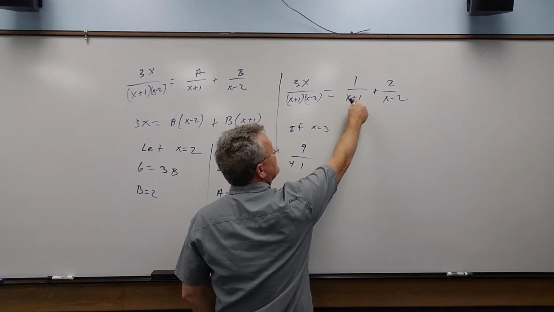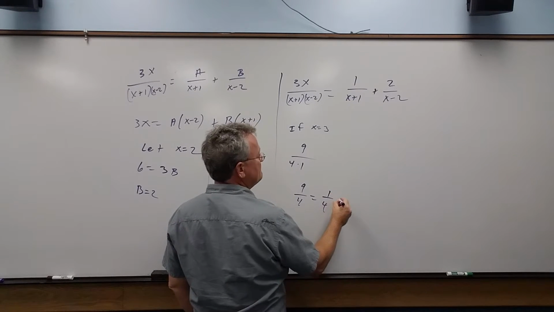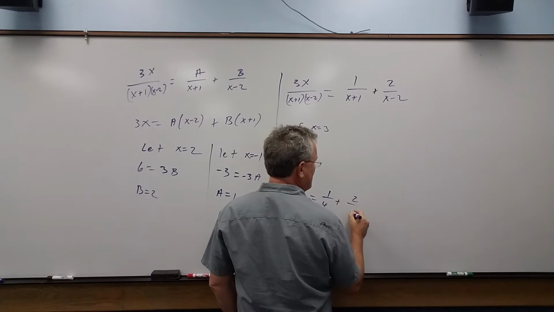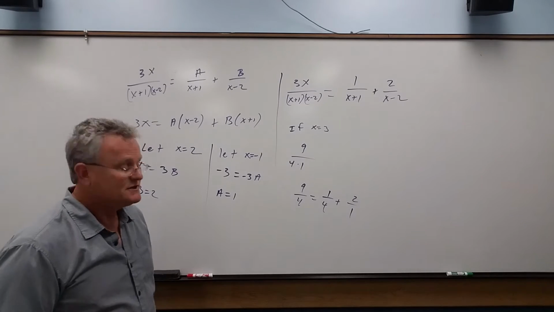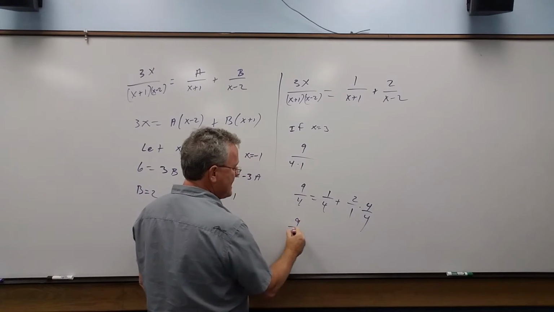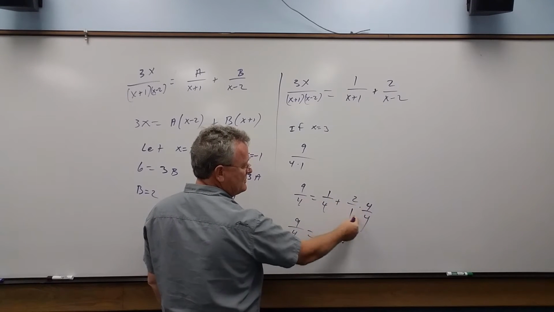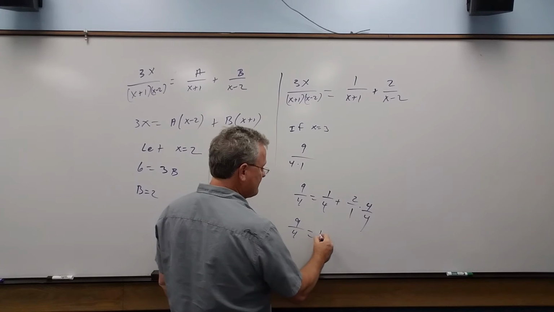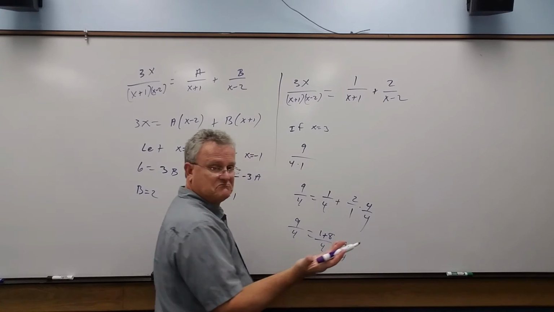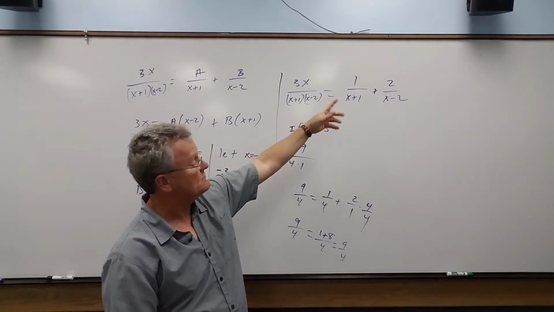What do we get over here? 1 over 3 plus 1 is 4. 2 over 3 minus 1 is 1. To get a common denominator, we multiply this by 4, and we get 1 plus 8 over our common denominator of 4, and we get 9 over 4. Sure enough, it works. It's going to work for any value of x. These will equal each other.